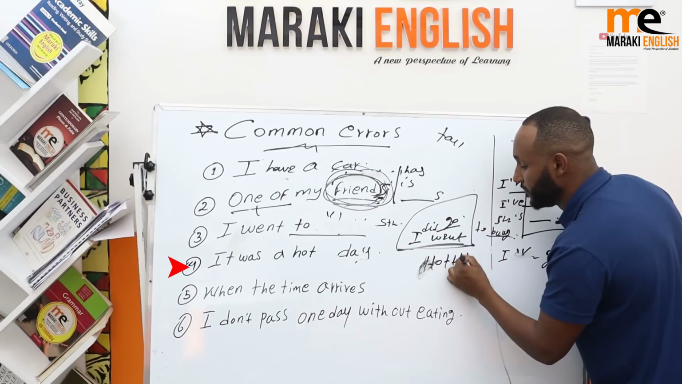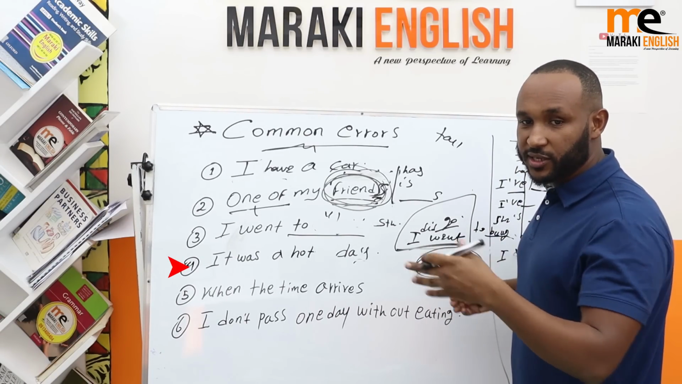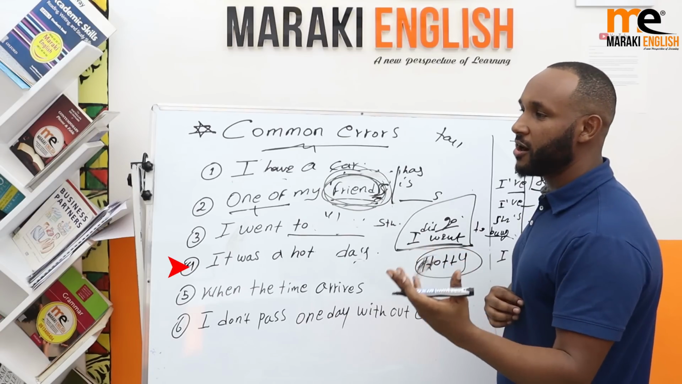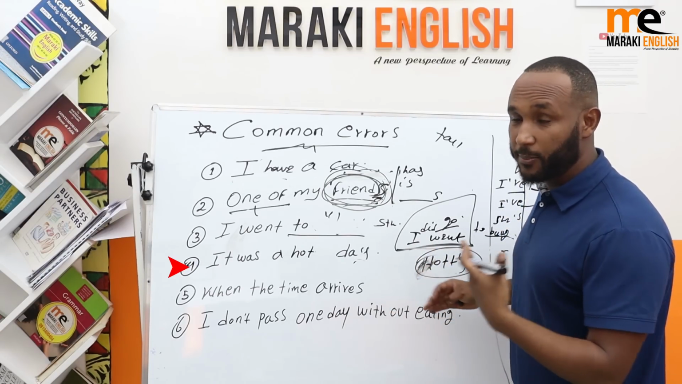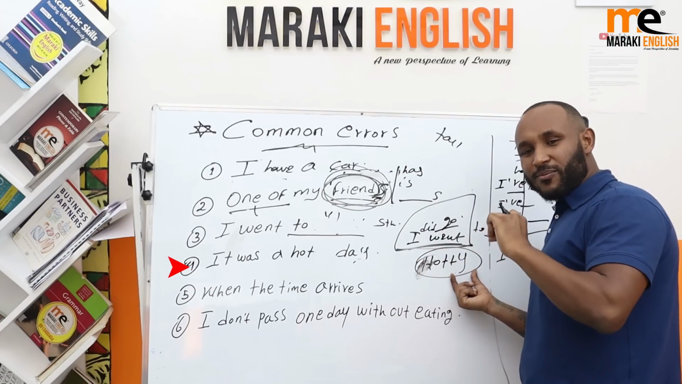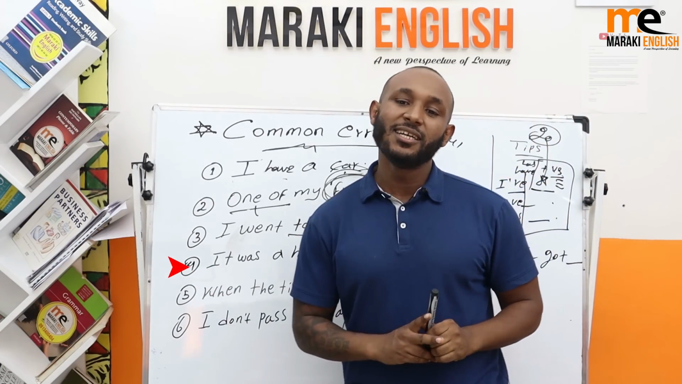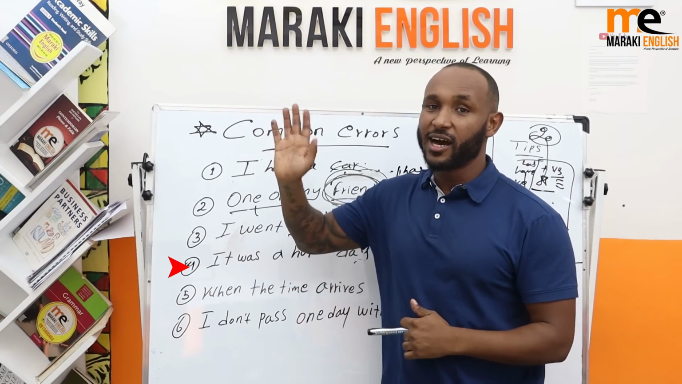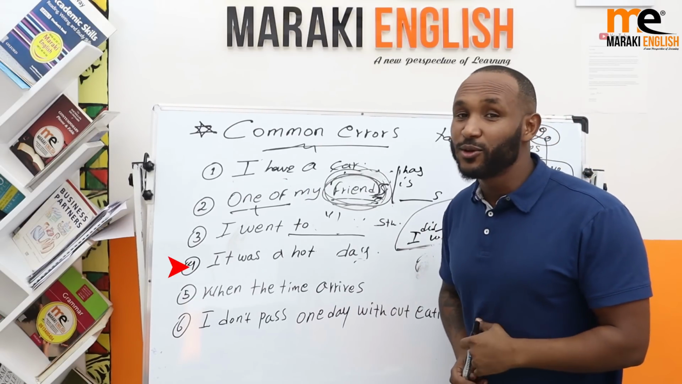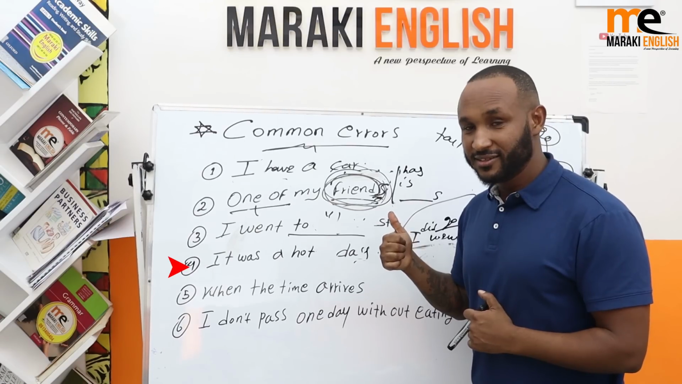Hotty or hottie is a slang term. For a person, you can say she's so hot or he's so hot, to say they are attractive. If you want to make it sound cute, you can say, "Hey, hottie." But not for a day. You don't say it was a hottie day. It was a hot day in the city. Got it? Yeah, I got it.